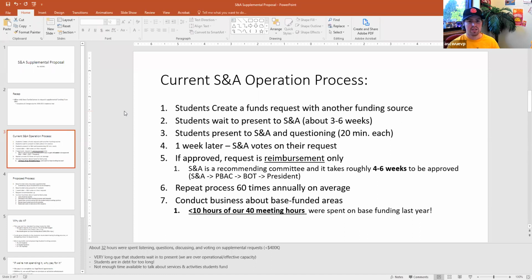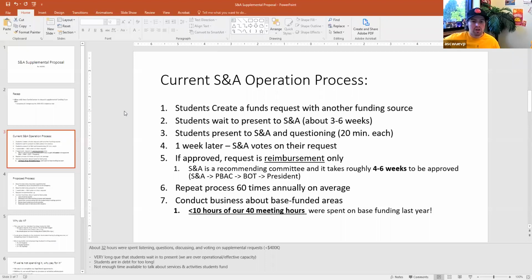And that leads to my next point: students presented to S&A, followed by questions, for a total of 20 minutes allotted to each presentation. Joey, correct me if I'm wrong, but we listened to up to 5 or 6 requests during a meeting at times. It depends on what other business we have, but normally we try to keep it to a 20-minute average for an hour and a half or 2 hours. So 5 to 6 potentially a meeting.